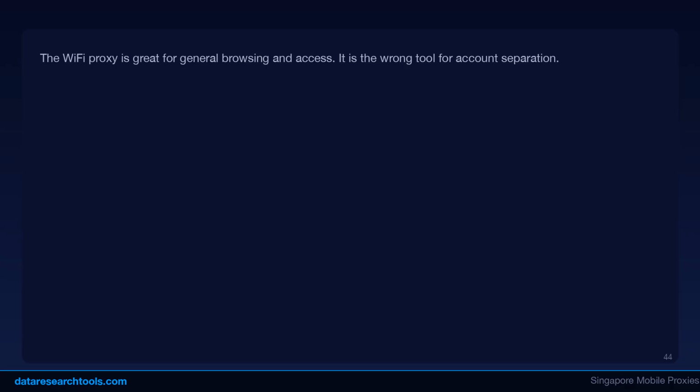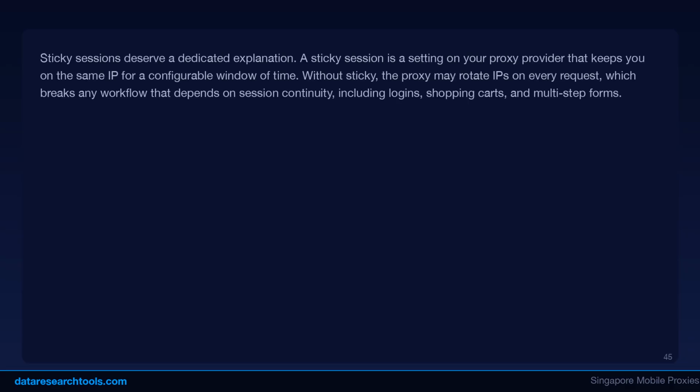Setting a Wi-Fi proxy means every app on your device, including notification services, push registrations, and background sync, routes to the same IP. That IP becomes associated with everything you do on the device. For account work, you want isolation. The pattern is to use an anti-detect browser, assign one mobile proxy per profile, and not use the Wi-Fi proxy at all.